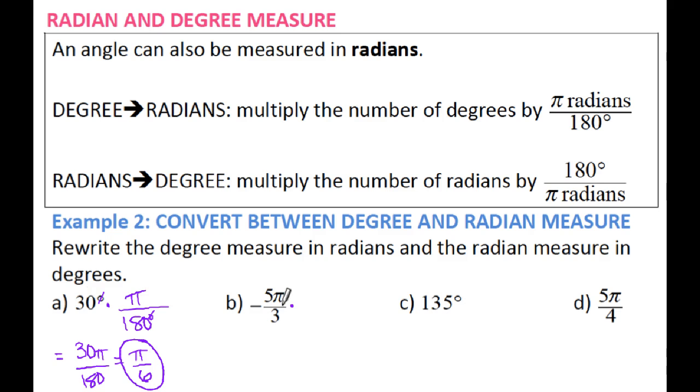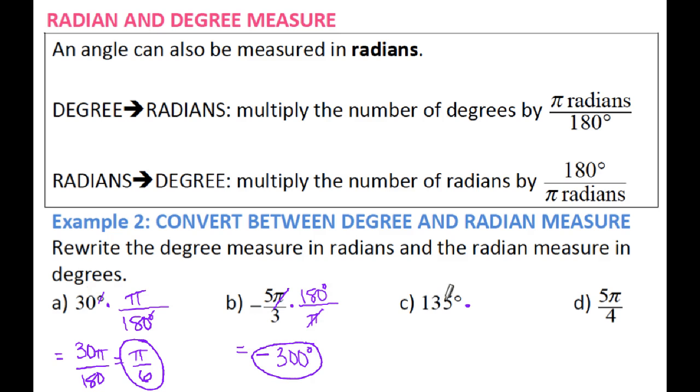Over here, I'm starting with the radians because it doesn't have a degree symbol, and you also have the pi, which is an indicator that you have radians. So since I'm starting with the radians, I want to cancel out the radians. So I'm going to put the radians on the bottom, degrees on the top. From there, your pi's are going to cancel. You're taking -5 times 180, divide that by 3, and that gives you -300 degrees. So -5 pi over 3 radians is equivalent to -300 degrees.